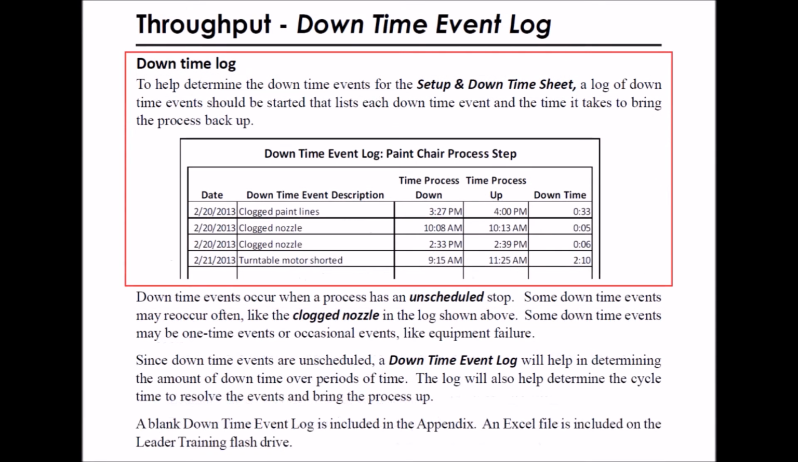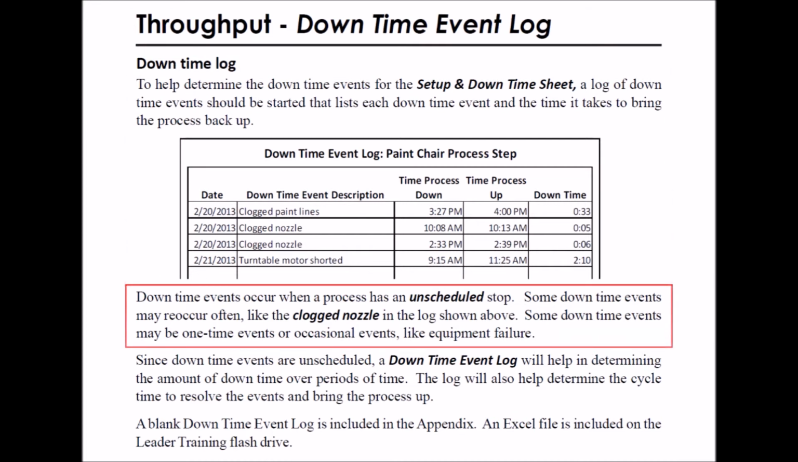To help determine the downtime events for the setup and downtime sheet, a log of downtime events should be started that lists each downtime event and the time it takes to bring the process back up. Downtime events occur when a process has an unscheduled stop. Some downtime events may reoccur often, like the clogged nozzle in the log shown above. Some downtime events may be one-time events or occasional events like equipment failure.